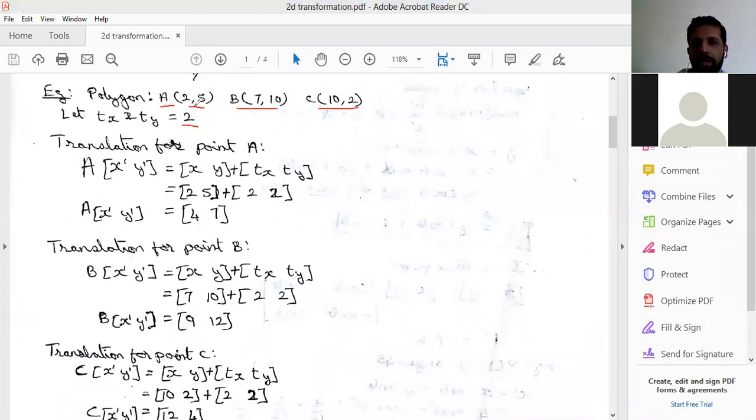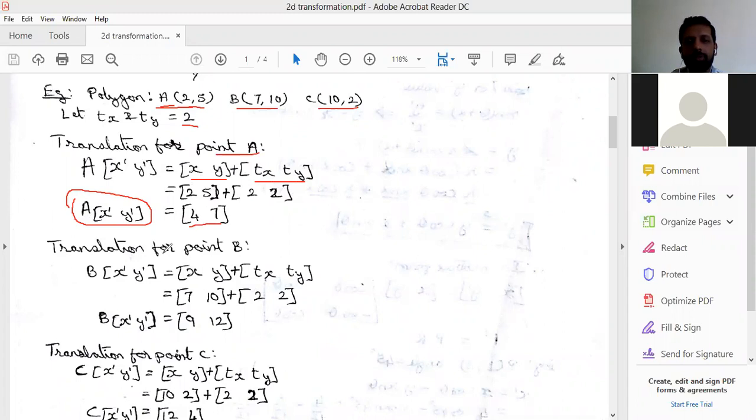For the corner A, the new value after translation, x dash comma y dash in matrix, is equal to the initial value of the point coordinates of A plus the translation value. The initial value is 2 comma 5 and the translation values are 2 and 2 in x and y direction. When we add this, x plus tx, 2 plus 2 is 4, and 5 plus 2 is 7. So the new coordinate after translation for point A will be 4 comma 7.